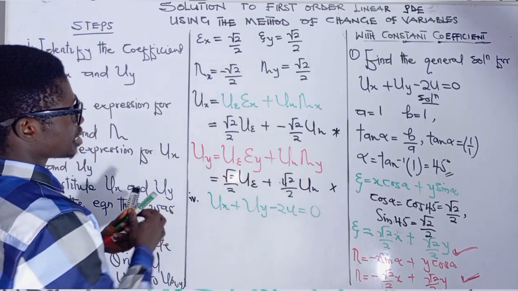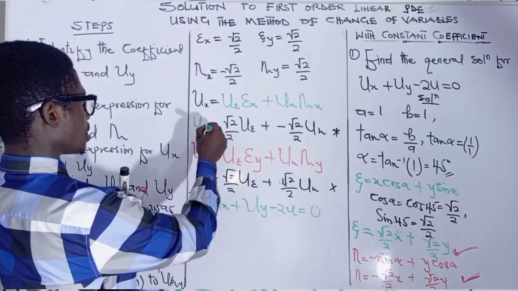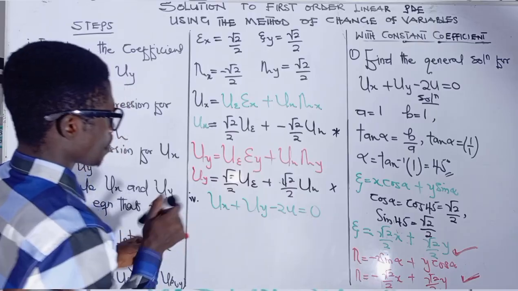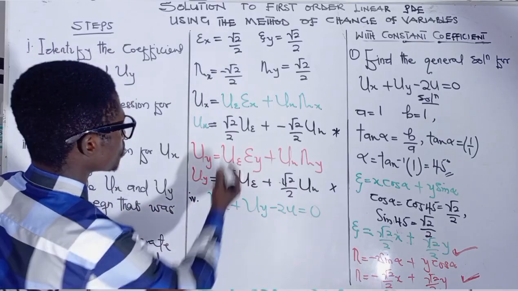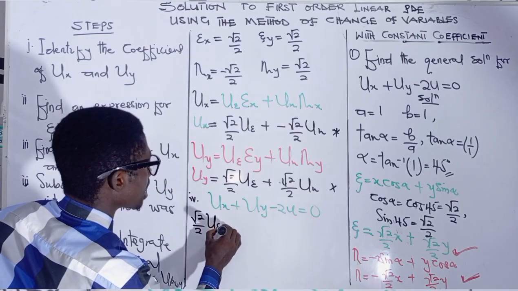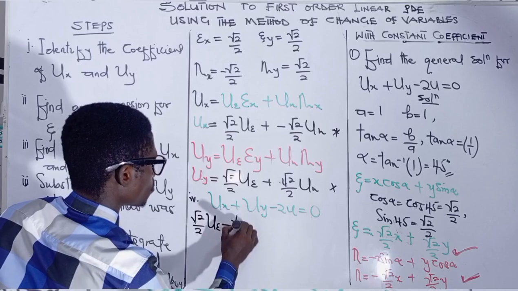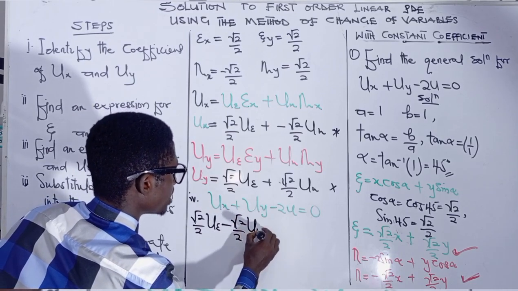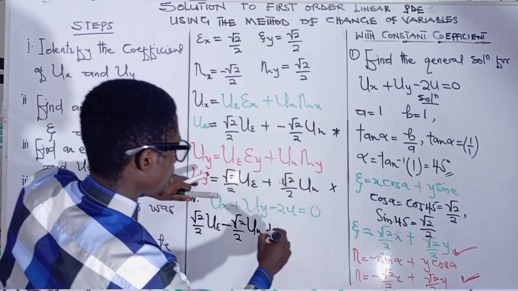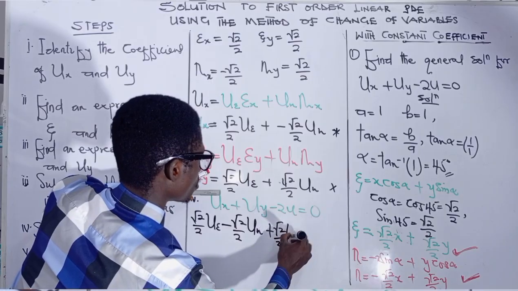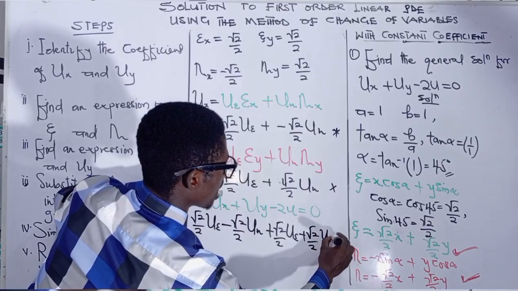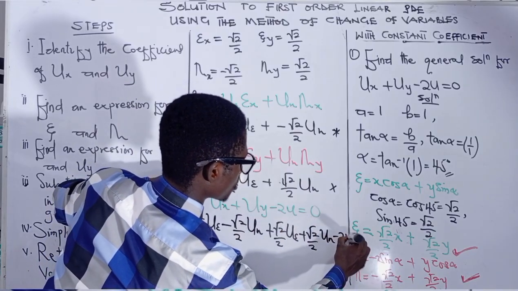So we are just going to plug in ux and then uy. So for ux we have root 2 over 2 u xi minus root 2 over 2 u eta. Then we have plus uy. So this is uy: root 2 over 2 u xi plus root 2 over 2 u eta, minus 2u is equal to what?